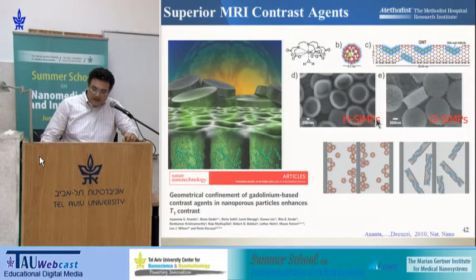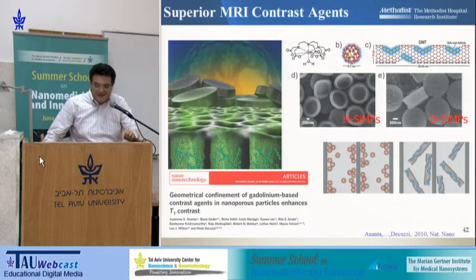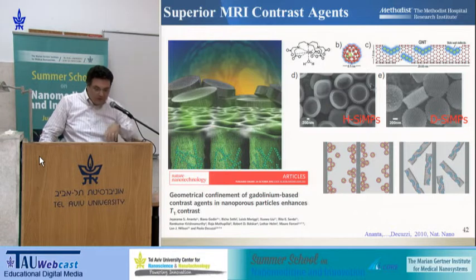So basically we confine within these mesoporous silicon particles different types of gadolinium-based contrast agents. A clinical one which is Magnevist, the DTPA, and then fullerenes loaded with gadolinium, as well as ultra-short gadolinium nanotubes, which were developed at the Department of Chemistry of Rice University, which is across the street compared to the Methodist Hospital Research Institute.